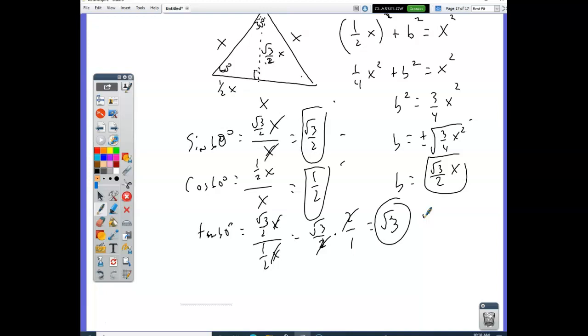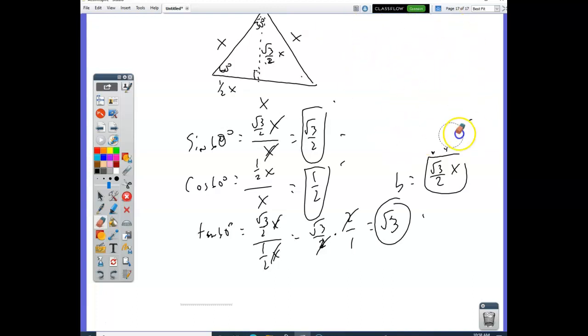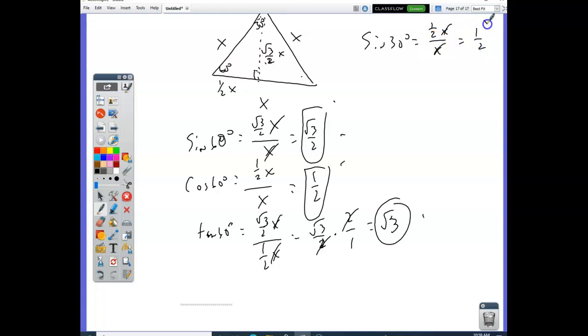Bringing it home. I'm going to get my eraser. I'm going to make it a little dot. Now we'll do 30 degrees. Here we go. 30 degrees is up here, right? Are we ready? So 30 degrees is up here. So I want to do sine. Sine of 30 degrees. So that's my opposite. That's my hypotenuse. 1/2 x over x. X's cancel out. I get 1/2 for sine of 30 degrees.